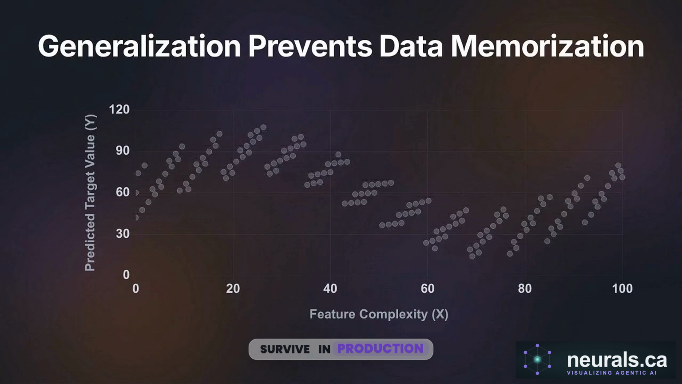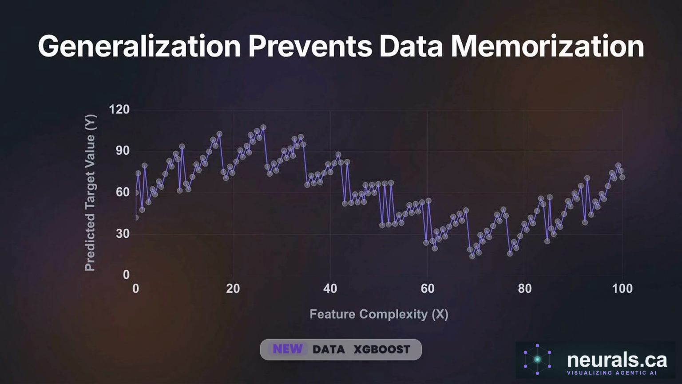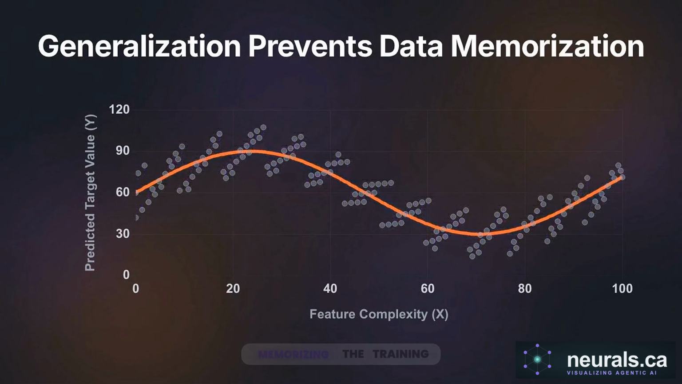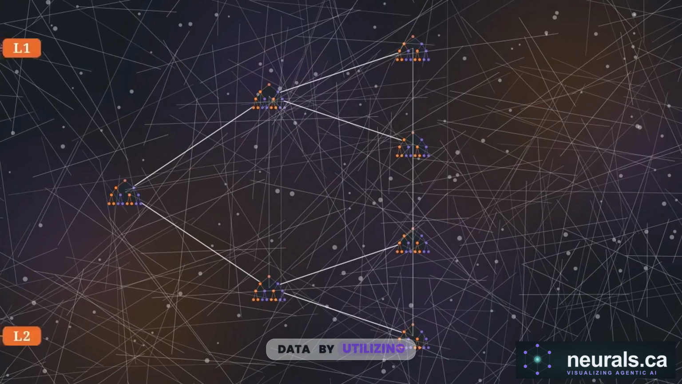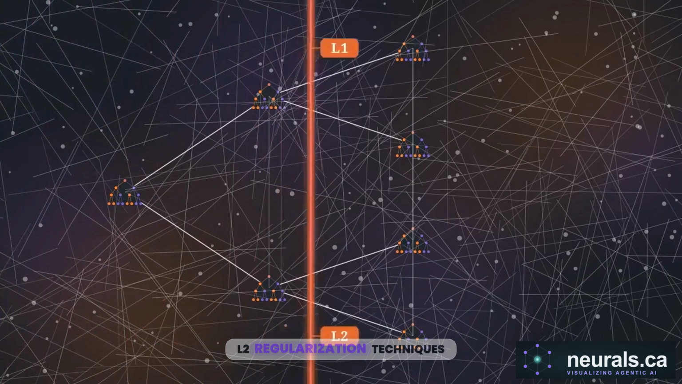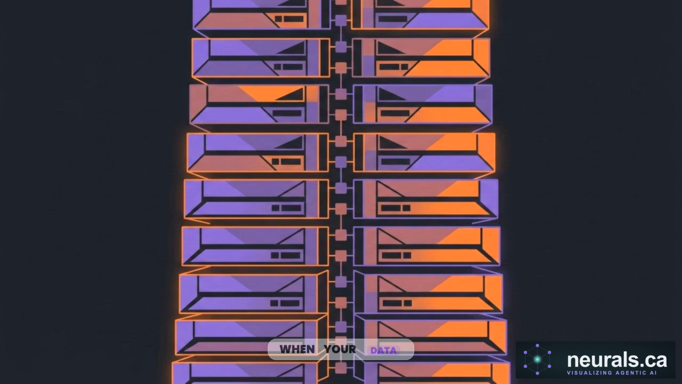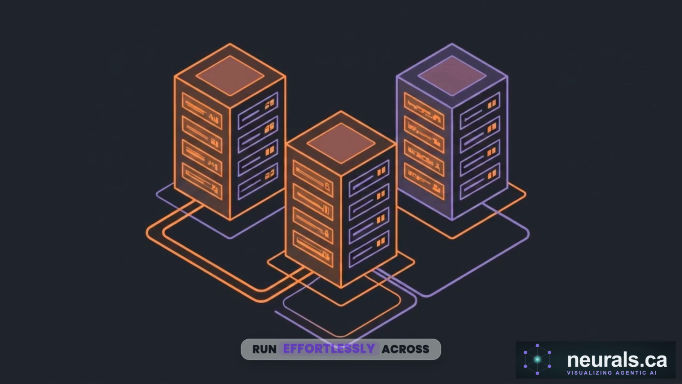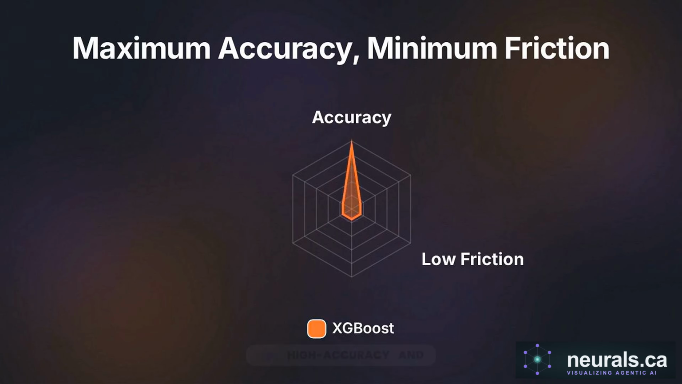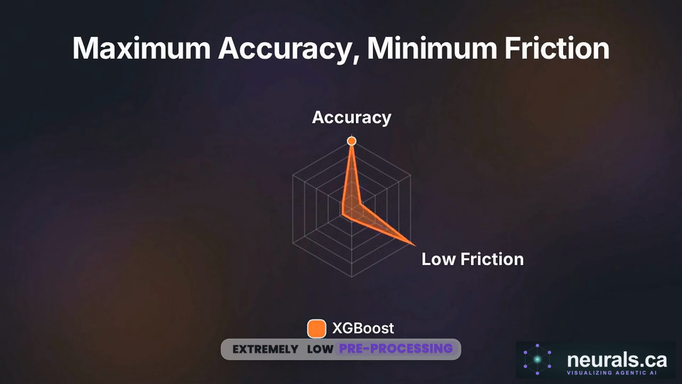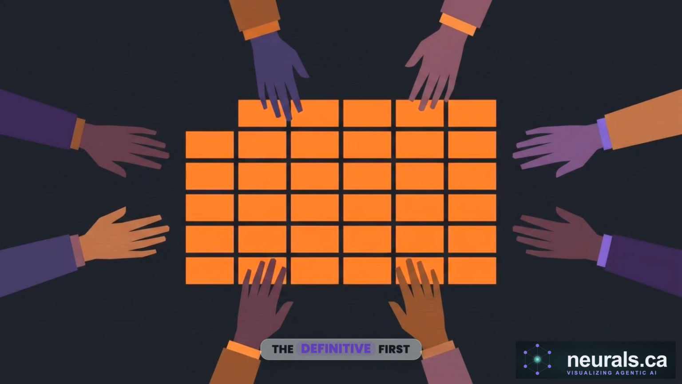To survive in production, a model has to adapt to new data. XGBoost defends itself against memorizing the training data by utilizing built-in L1 and L2 regularization techniques, mathematically penalizing overly complex rules. And when your data grows, the algorithm scales right along with it. It is engineered to run effortlessly across distributed environments, like Apache Spark, AWS, and Google Cloud Platform. Because of this unique mix of high accuracy and extremely low pre-processing friction, XGBoost is the definitive first move for any data team facing a structured data problem.